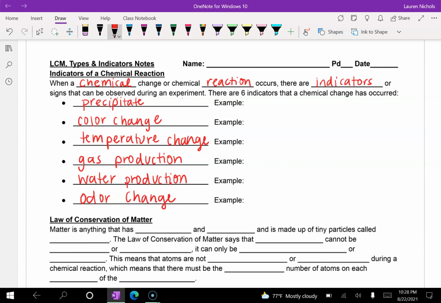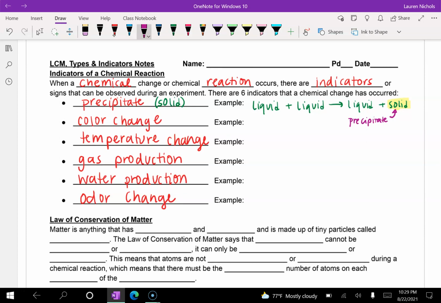I'm going to go through and explain all six, but I wanted to have them all out there first. So a precipitate, that's just a solid. For example, if I have a liquid and I add it to another liquid chemical and it produces a liquid and a solid, that new solid on the product side would be considered a precipitate. So you want to pay attention to your states of matter.